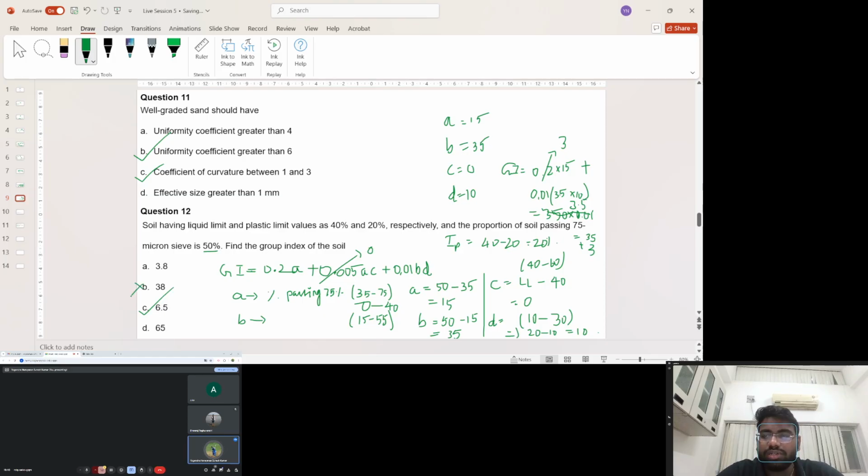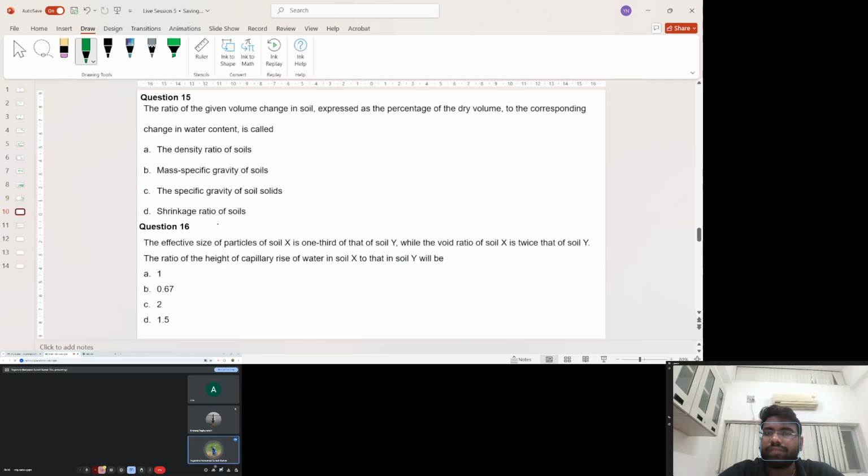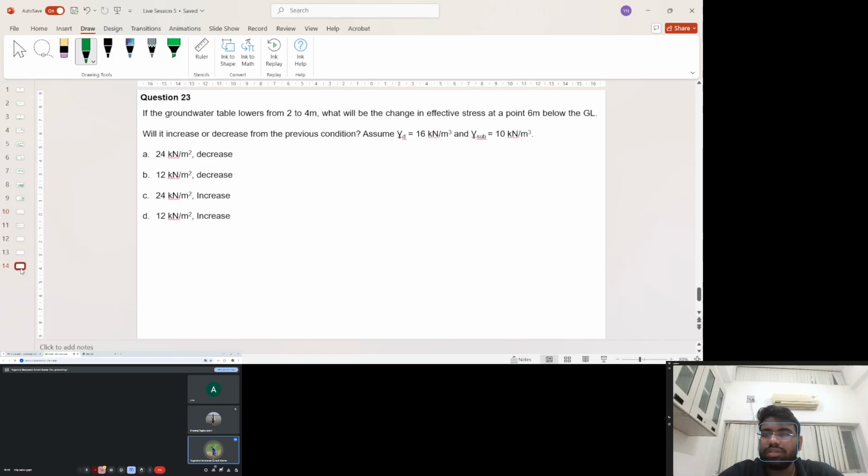So you can eliminate this option initially itself, since the values range from 0 to 20. 0 corresponds to very good soil and 20 corresponds to very poor grading. That is the ideal understanding. Now we can solve this problem and come to the later part of these questions.